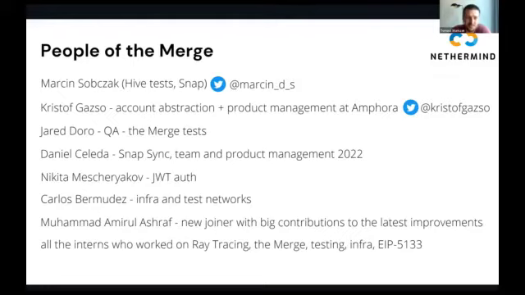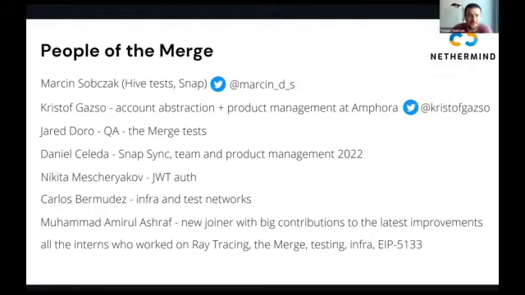Then we had Carlos Bermudez working on infrastructure and testing of the network, and Ashraf joined us recently, and he already made a lot of contributions. So the team is growing. Particularly recently at Nethermind, we brought around 10 new team members to the core team that will work specifically on the Nethermind Ethereum client. And this is also thanks to the grant from Gnosis Chain to work on improvements that are needed for Gnosis. So I think there'll be lots delivered soon and in the next months and years.